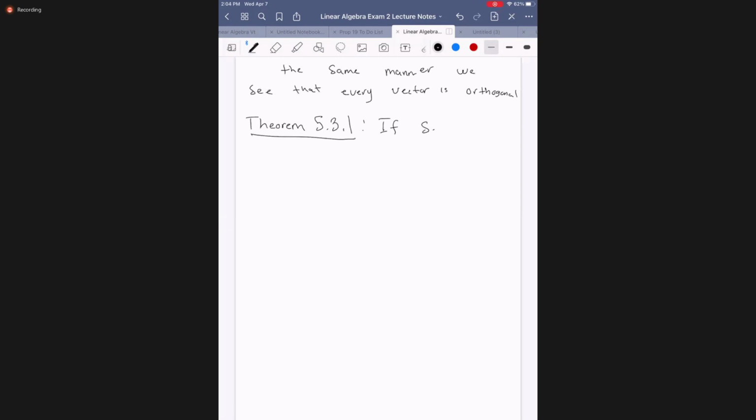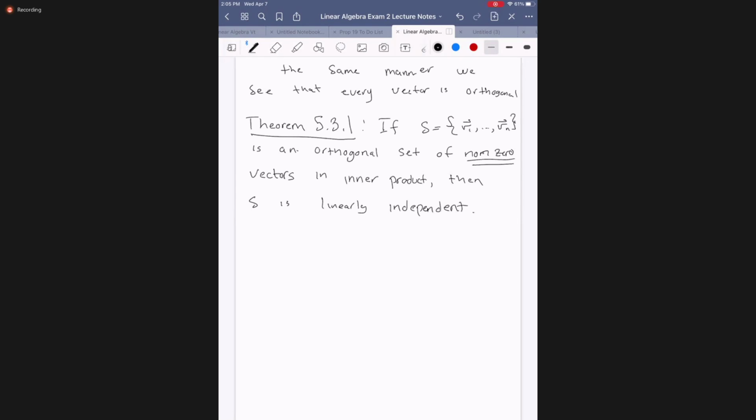If S is the set V1 all the way to Vn, is an orthogonal set of non-zero vectors in an inner product space, then S is linearly independent.